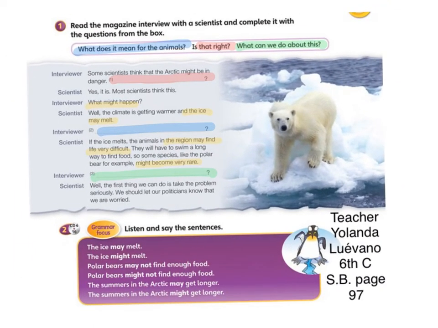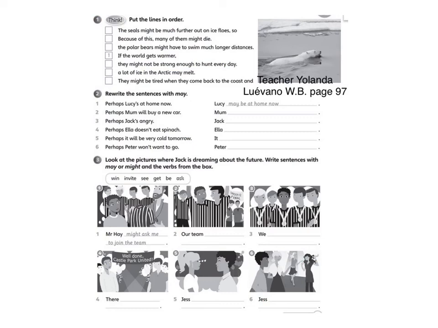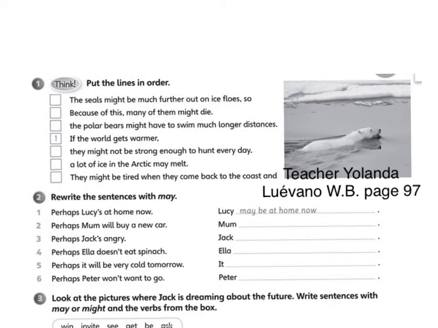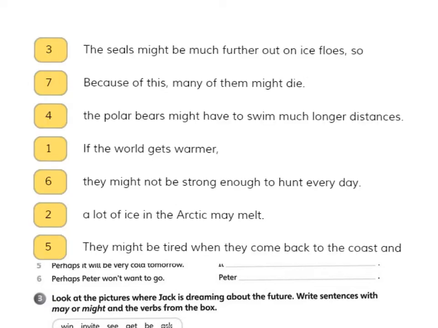Let's do it now in the workbook. Let's open our workbook at page 97. The first exercise says think. Put the lines in order. Okay, so pause the video and please do it. Okay, so this should be the order of the sentences here in the book.